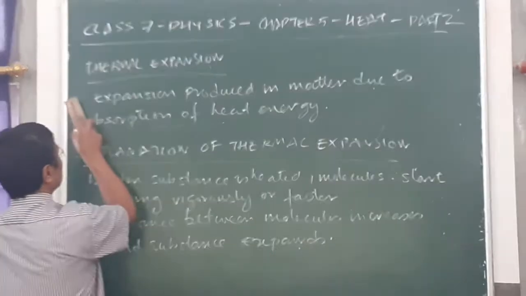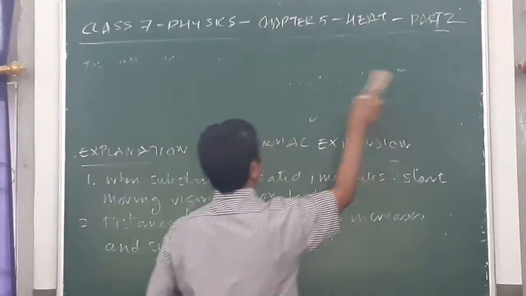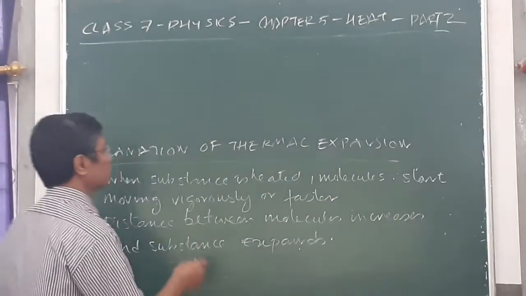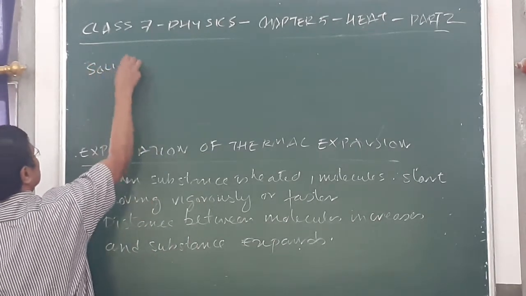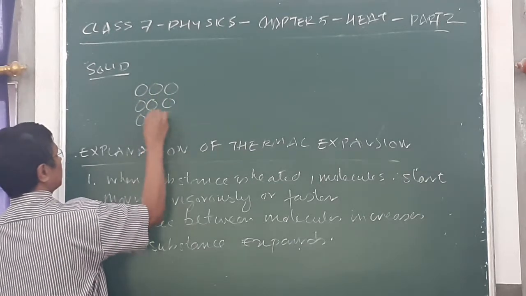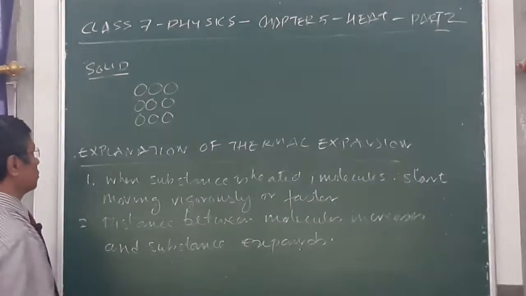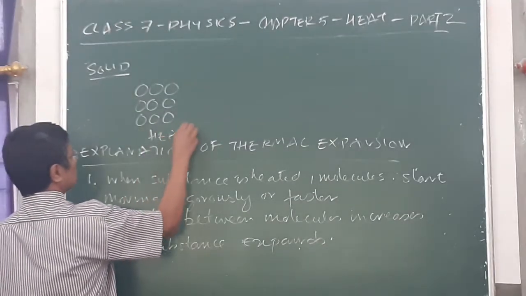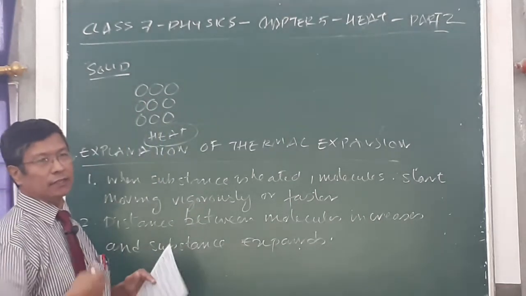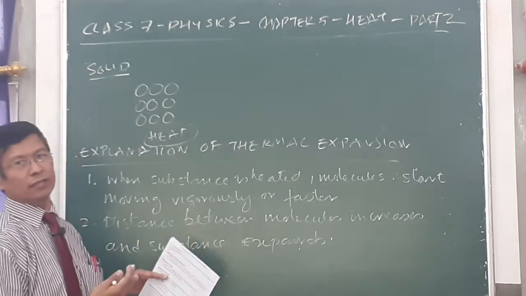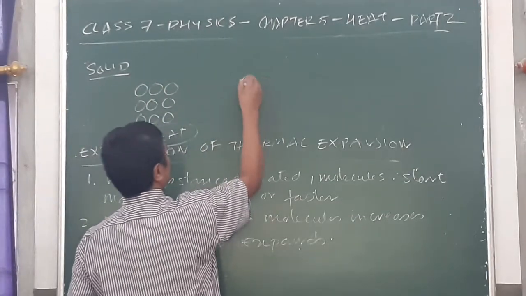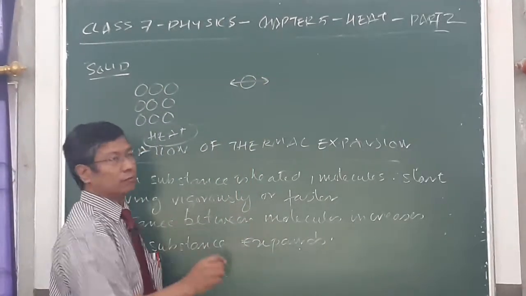Now, as you know, all matter is made up of molecules, and at the molecule level you need to understand exactly what is happening. In a solid state the molecules are arranged tightly, very close to each other. When you supply heat to the solid, these molecules start getting heat energy, and this heat energy gets translated to kinetic energy. Kinetic energy means the energy due to motion, and these molecules start vibrating or moving.